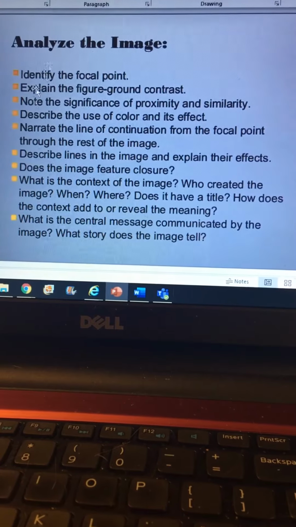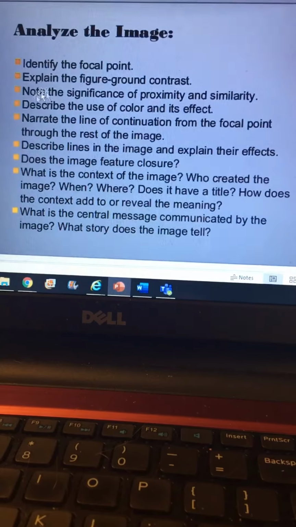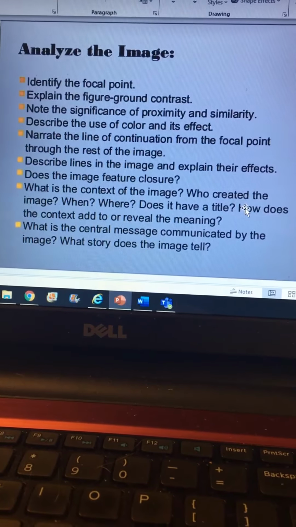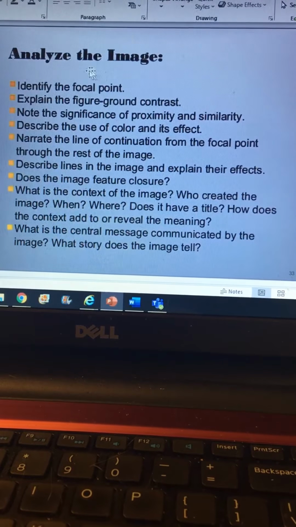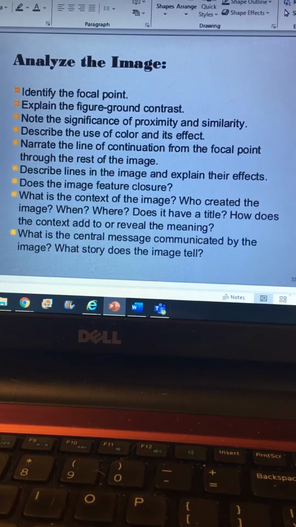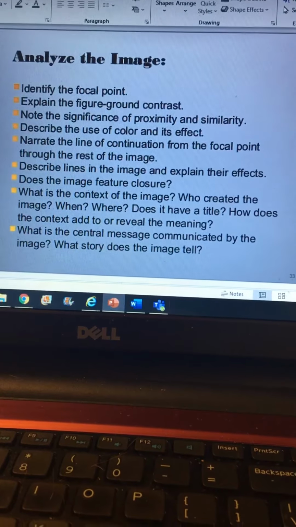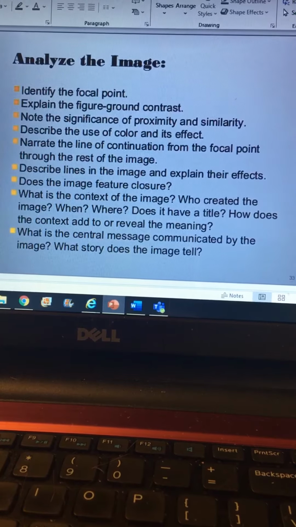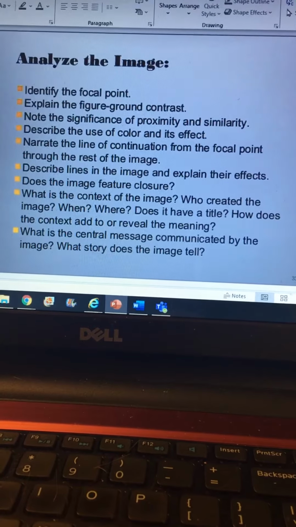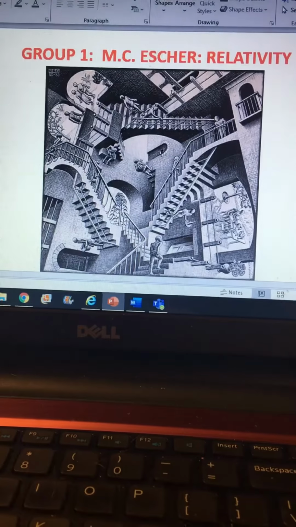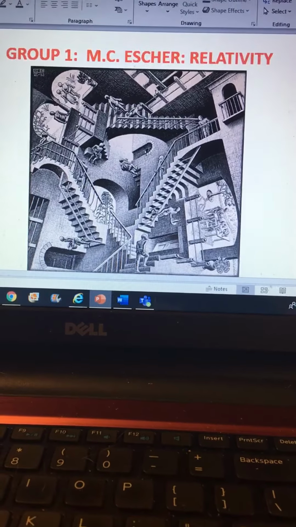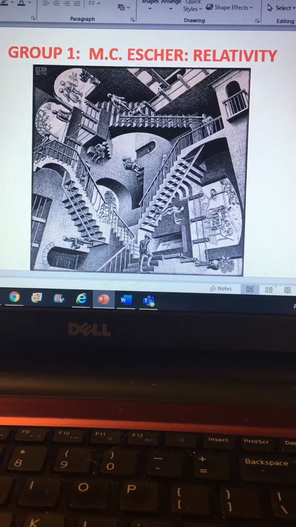So instead of splitting up into groups to answer these questions, you're going to answer these questions for me just by looking at the image. You're going to tell me which of the images you picked and discuss these specific features. So let's look at what these images are. The first one that you can choose is, again, we're not splitting up into groups, we're doing this individually.